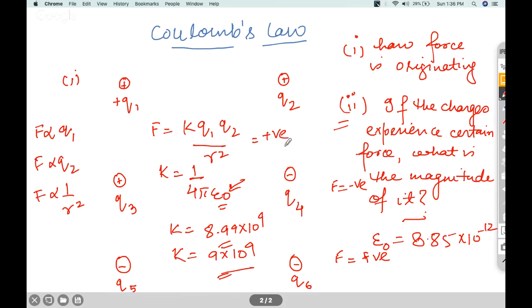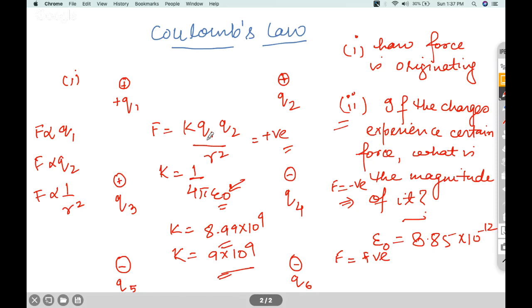We can also see that when the charges are of the same type, the magnitude of the charge may be different, but when I say the charges are of the same type, I mean the charges have the same sign. And if charges have the same sign, then the force comes out to be positive. When both are positive, the force is positive. When both are negative, also the force is positive. But when the charges are of different sign, one positive and the other negative, then the force becomes negative. It means the direction of the force changes.